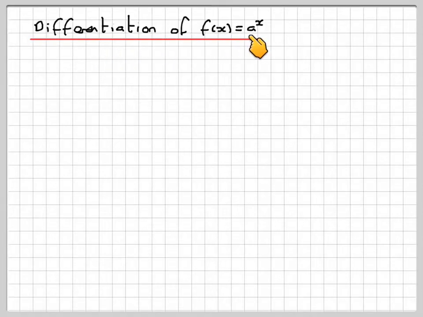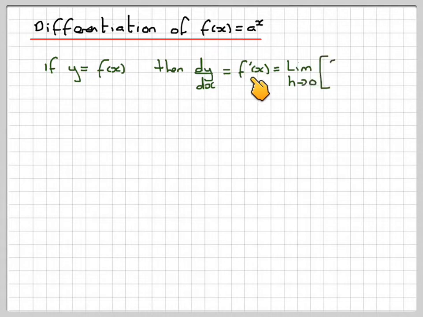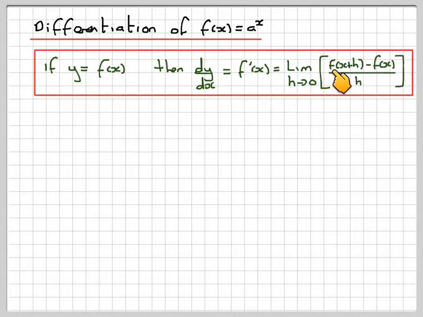The differentiation of f of x is equal to a to the x. If y is equal to f of x, then we know that dy by dx, f dash of x, will be the limit as h goes to 0 of f of x plus h minus f of x over h. Let f of x be equal to a to the x.